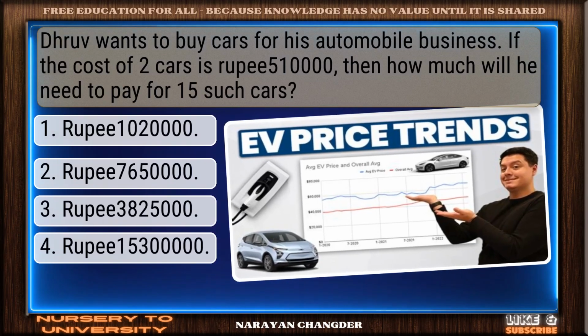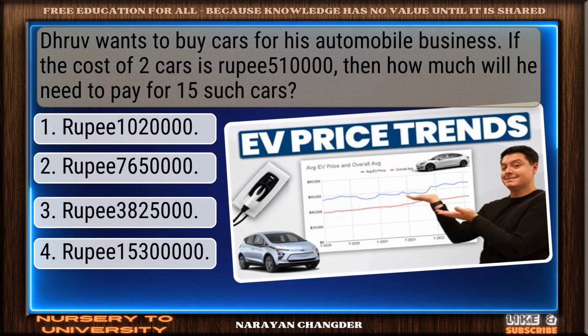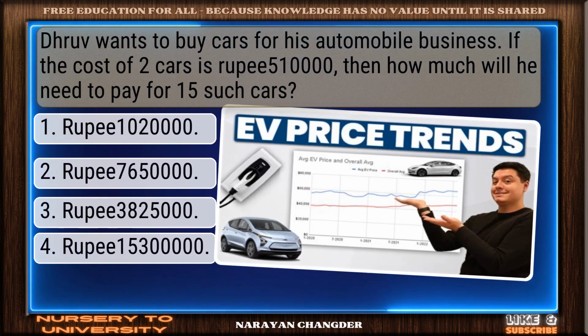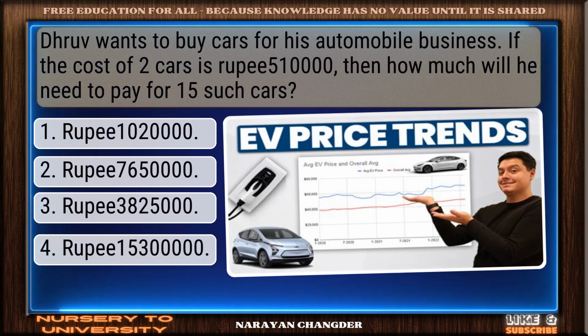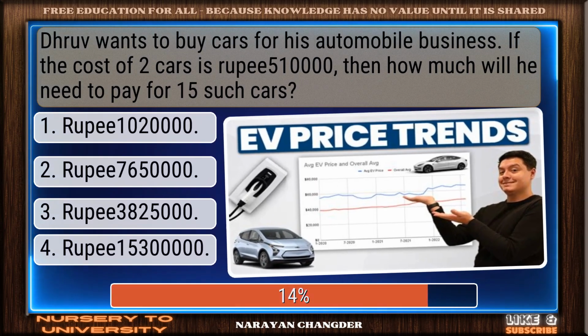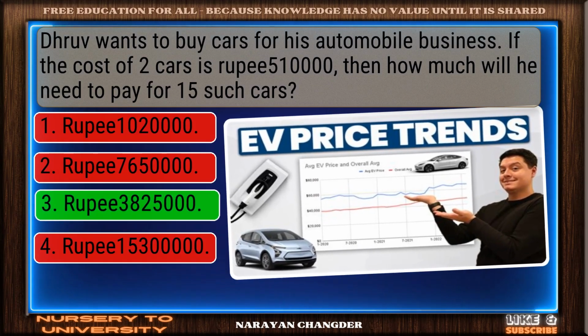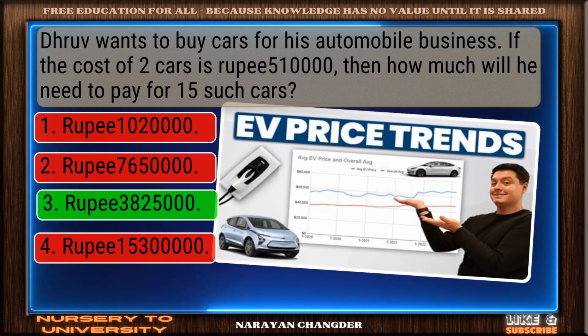Dhruv wants to buy cars for his automobile business. If the cost of 2 cars is rupee 5,100, then how much will he need to pay for 15 such cars? Strong choice. Rupee 3,825,000 is the right answer.